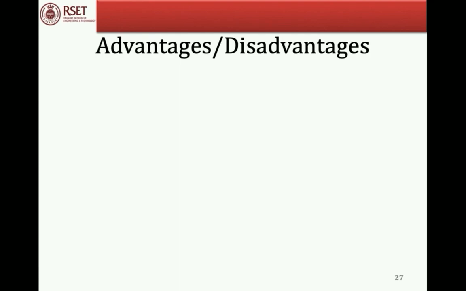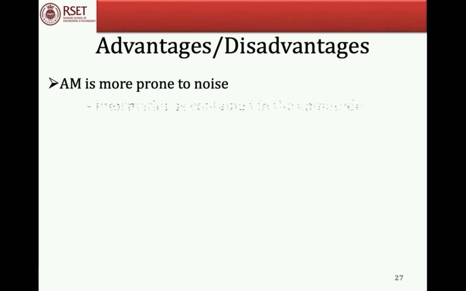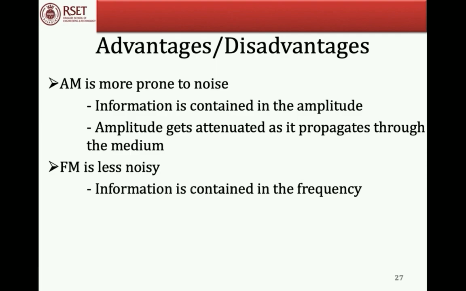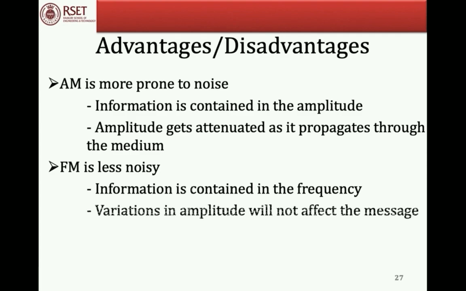Let us now look at the advantages and disadvantages of AM and FM. AM is more prone to noise because information is contained in the amplitude of the signal. Amplitude gets attenuated as it propagates through the medium. FM is less noisy because information is contained in the frequency. So variations in amplitude will not affect the message.